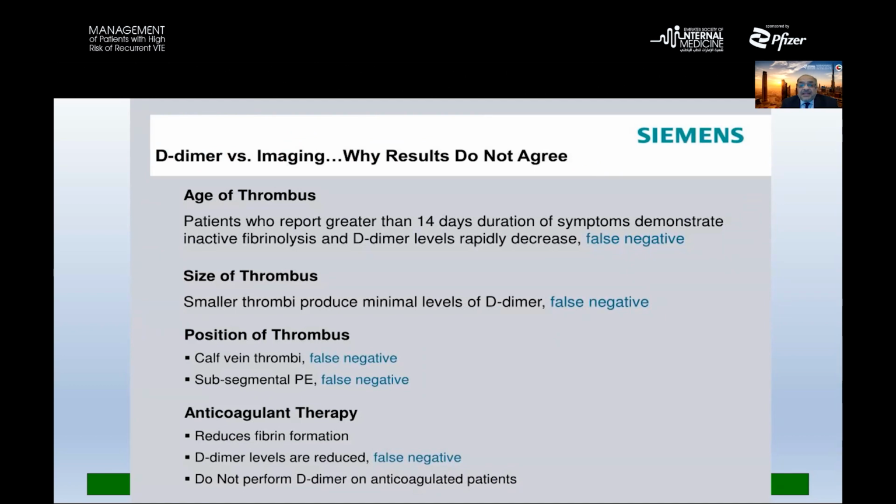If the patient is on an anticoagulant, the D-dimer level may be rapidly reduced. So don't perform a D-dimer on an anticoagulant patient. And there are studies on NOACs as well showing that the D-dimers are not very reliable, and the negatives as well.